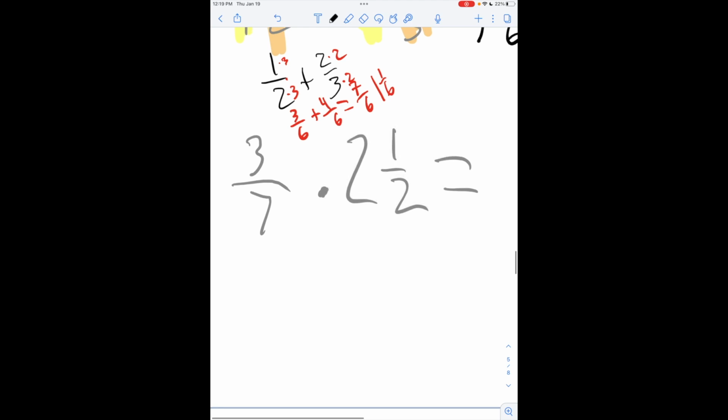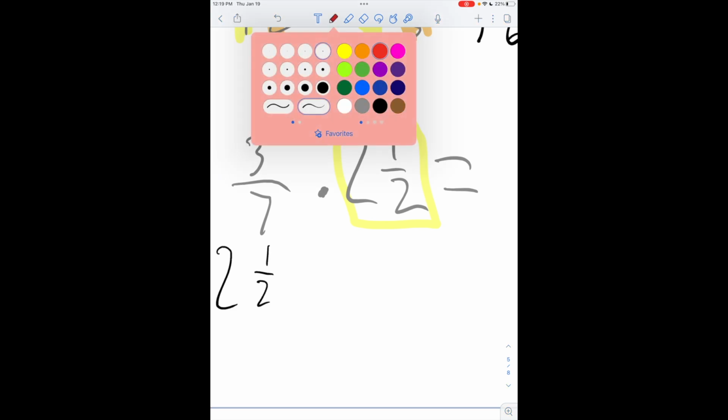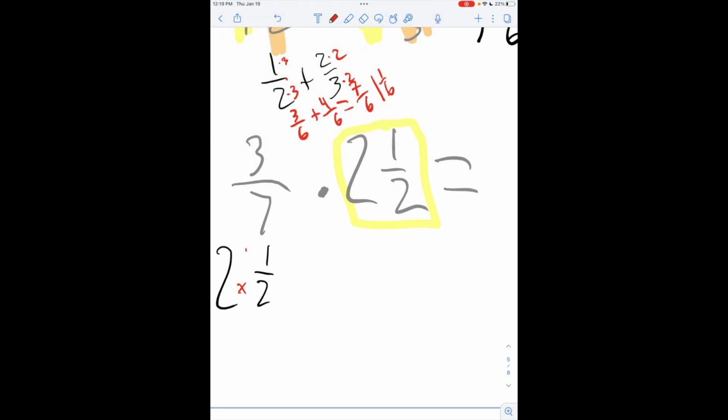3/7 times 2.5. So for multiplying, you don't necessarily need a common denominator, but we've got a whole number and a fraction. So how we want to turn this into a mixed number is by taking our big number and we're going to multiply by our base and we're going to add the numerator. So let me explain. 2 times 2 is 4. 4 plus 1 is 5. So I'm going to rewrite it as 3/7 times 5/4.